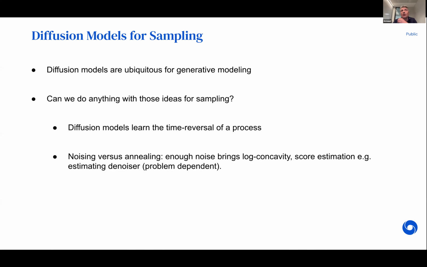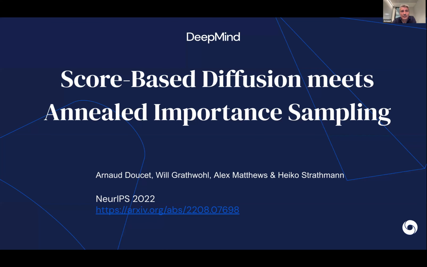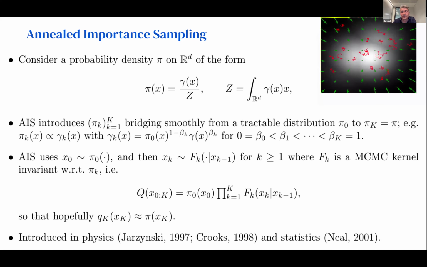So to start with, I will leverage the idea of time reversing a process in the context of Monte Carlo sampling. This is the first part of the talk. This is a paper we wrote a couple of years ago, known as Denoising Diffusion Meets Annealed Importance Sampling, and this is all with DeepMind colleagues. This is an audience that's going to be very familiar with annealed importance sampling, so I'm not going to spend that much time discussing it.